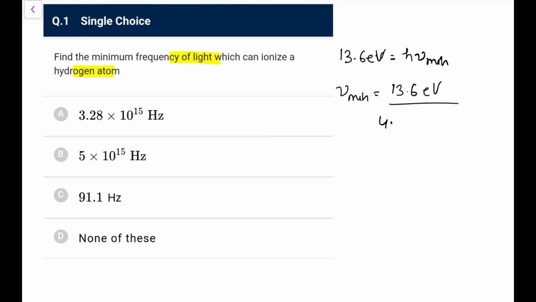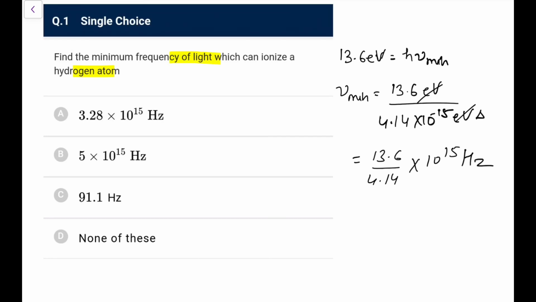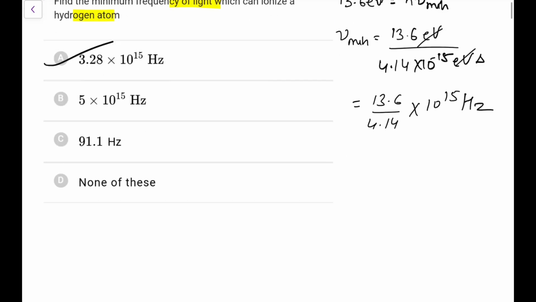H you can write as 4.14 into 10 to the power minus 15 eV second. Remember this value, this in eV second, this works very well most of the time. So it is 13.6 upon 4.14 into 10 to the power minus 15 hertz. So it would be 3 point something. So going by the option, you can directly go for 3.28 into 10 to the power 15 hertz.